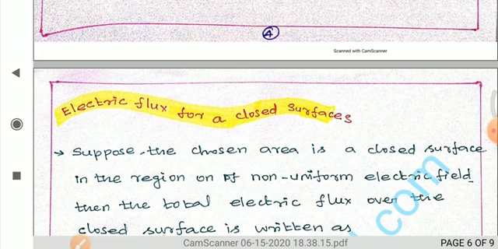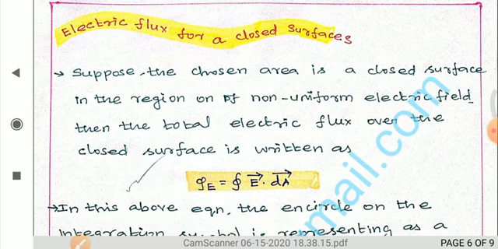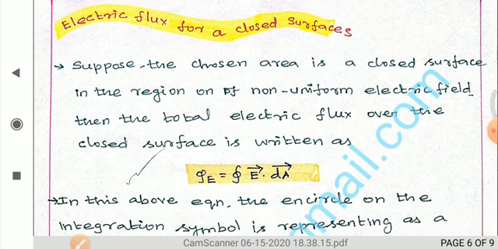We have discussed electric flux for the uniform electric field, and next we have discussed electric flux for the non-uniform electric field. Now we are going to discuss electric flux for closed surfaces. Suppose we consider a closed surface or closed region, then what is the formula for the flux?